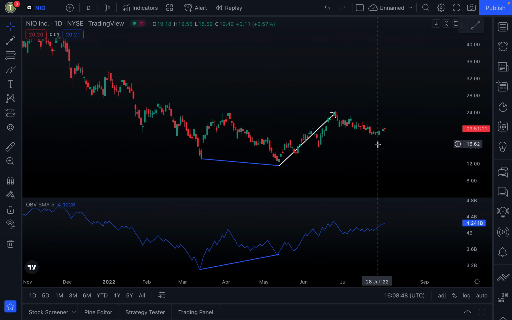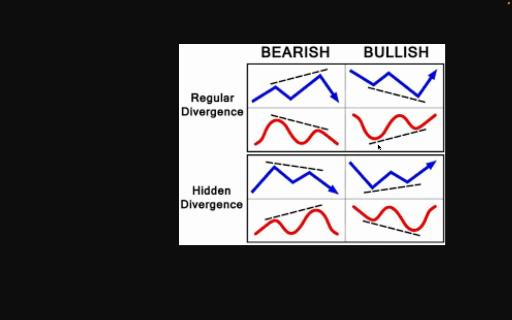Right? And so by the way, this is called bullish divergence. So let me just show you that very quickly here for those of you that are not familiar with divergence, right? So I'm focusing on regular divergence here today. This is an example of a bullish divergence where again, the price made a new lower low, but the indicator made a higher low.